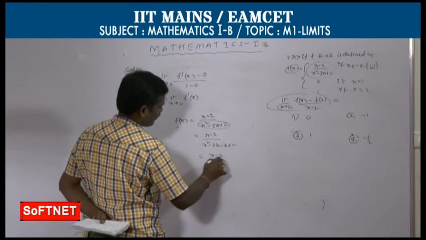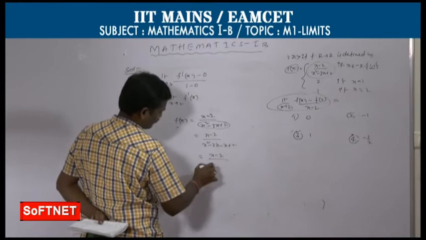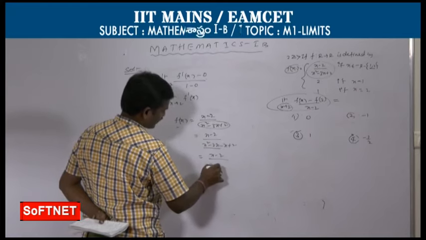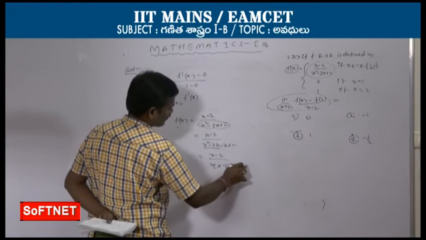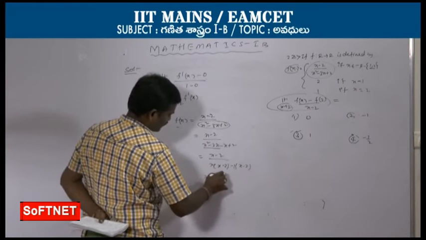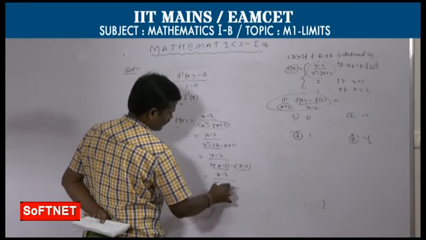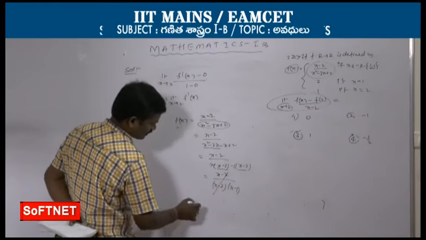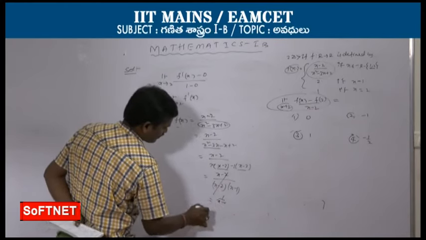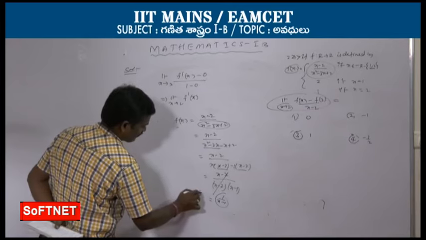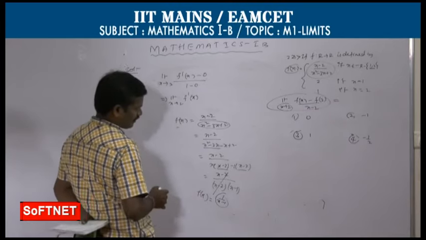So x minus 2 by, x take common in the first two terms, so that is x minus 2, minus 1 take common, x minus 2. So x minus 2 by x minus 2 again common, so x minus 2 into x minus 1. So x minus 2 is cancelled, only x minus 1 is the denominator. So f of x becomes 1 by x minus 1.